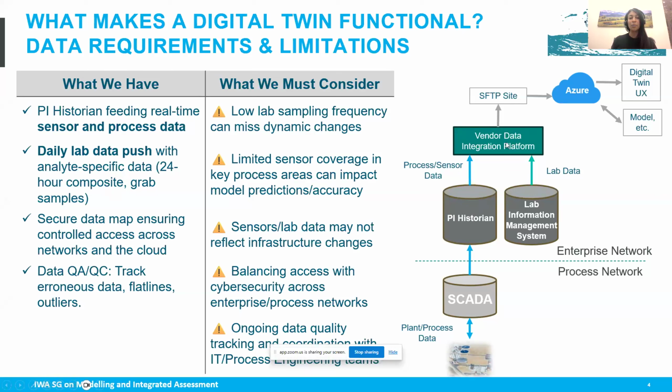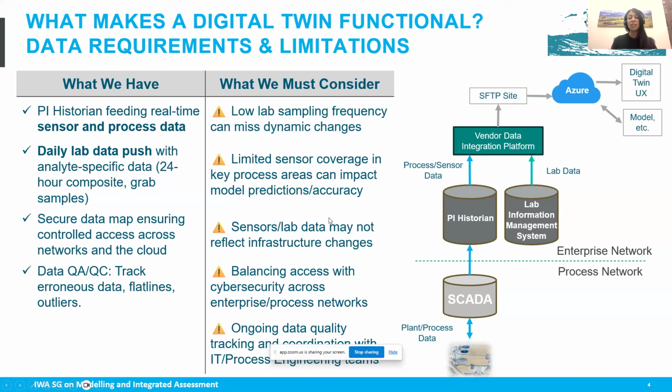Some things to consider: as I mentioned, Metro is data rich. We have so much data, so we didn't run into this problem, but you may run into a problem with low lab data sampling frequency not capturing dynamic changes for your model. And also if you have limited sensor coverage in key process areas, that can impact the model predictions and accuracy. And also sensors and lab data don't often reflect the changes in infrastructure.